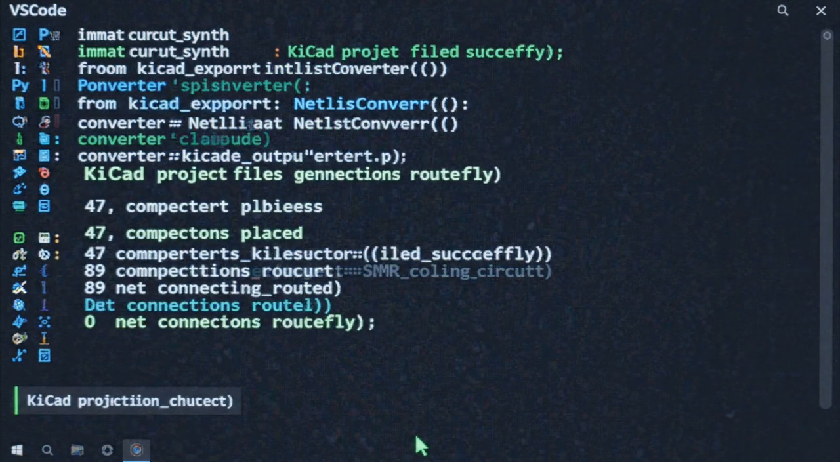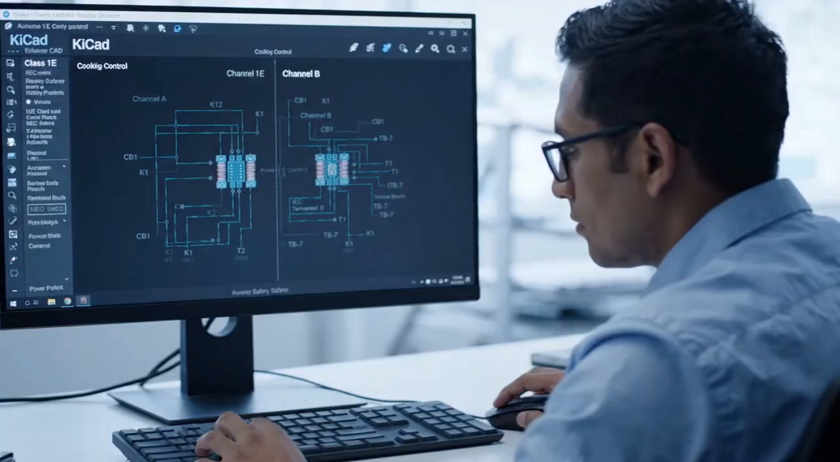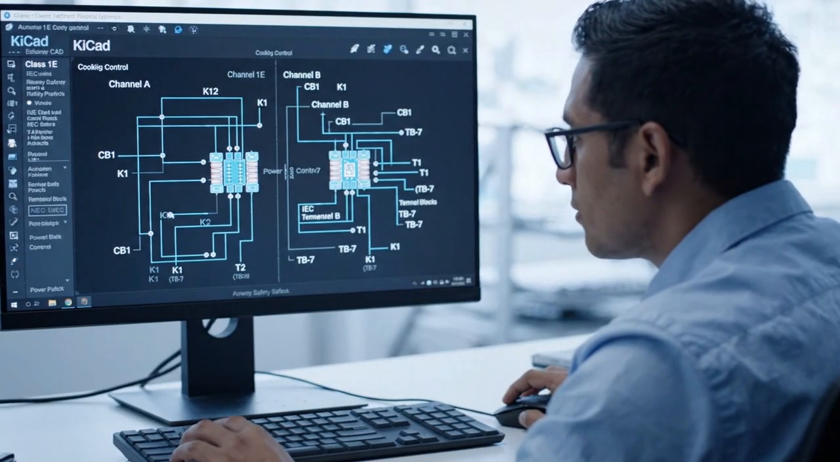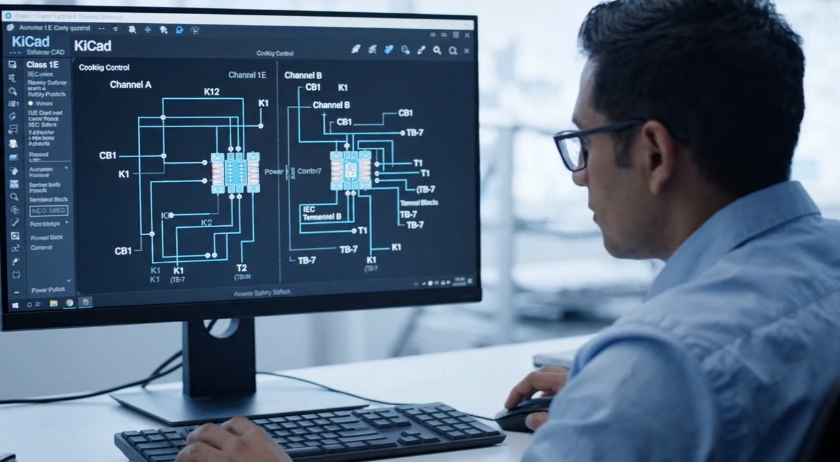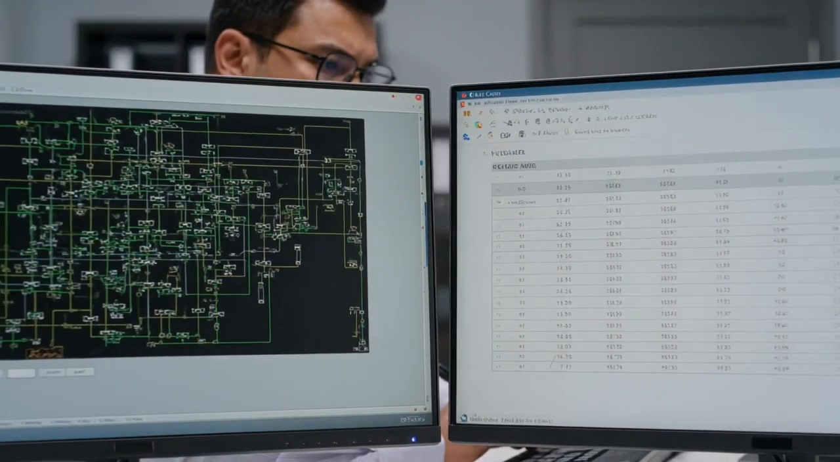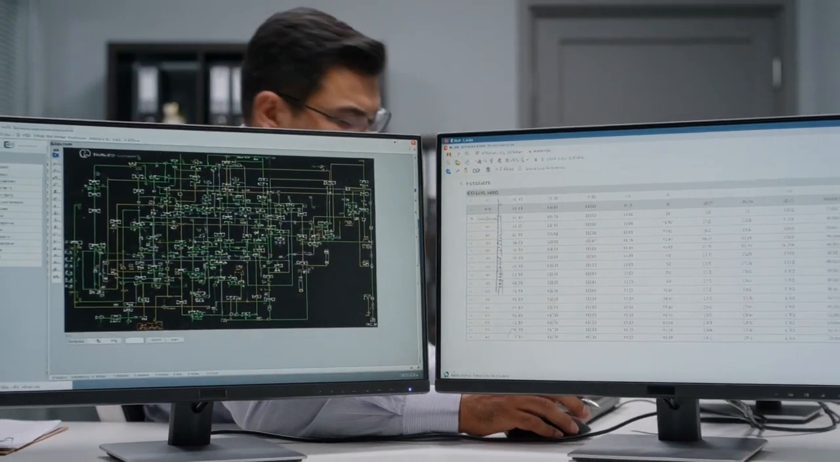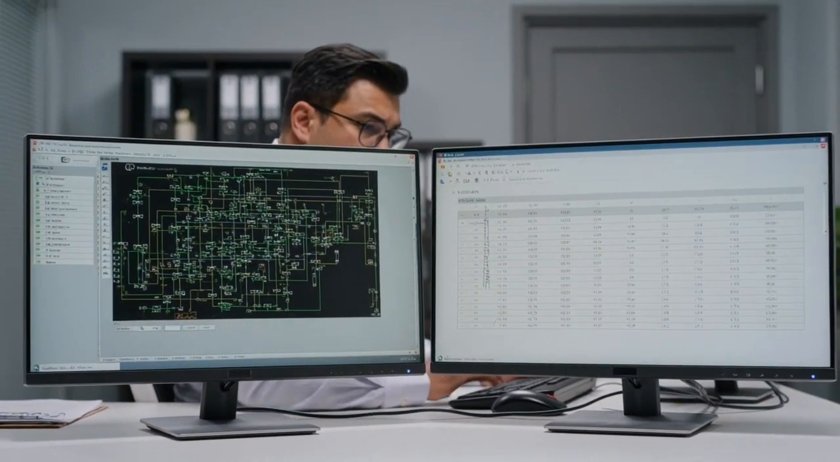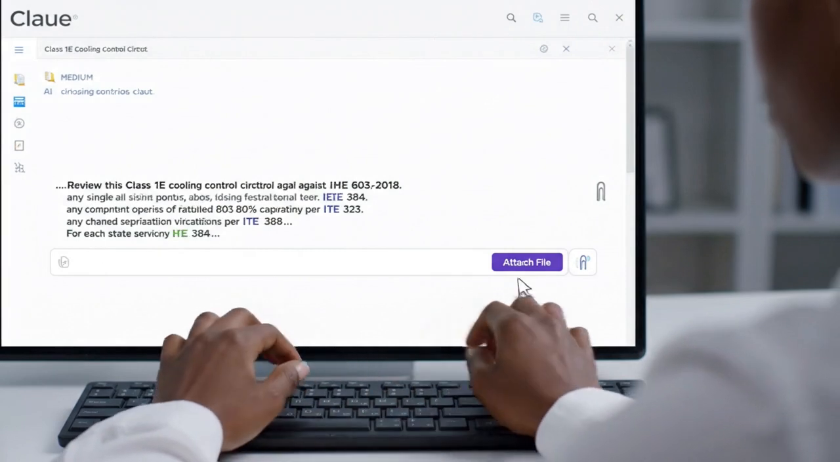The same output feeds directly into KiCad. A Python script converts Claude's netlist to a KiCad project file automatically. What would have been 3 weeks of manual drafting becomes an automatically generated starting point that the engineer reviews, refines, and approves.